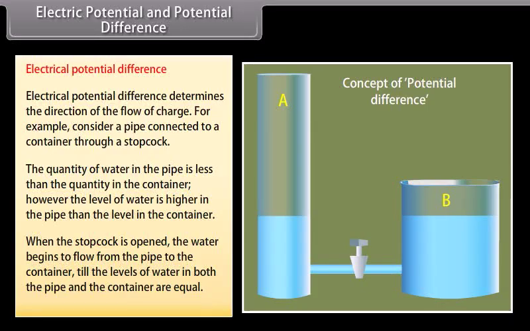This determines that it is not the quantity of water but the level of water which decides the direction of flow of water. It is the potential difference that is responsible for the flow of water.